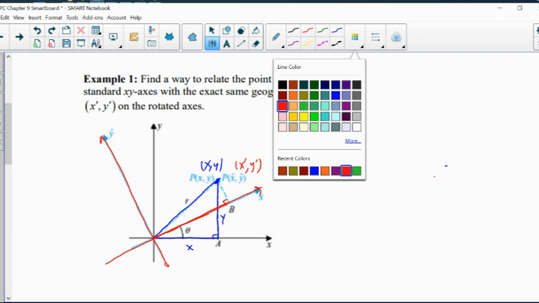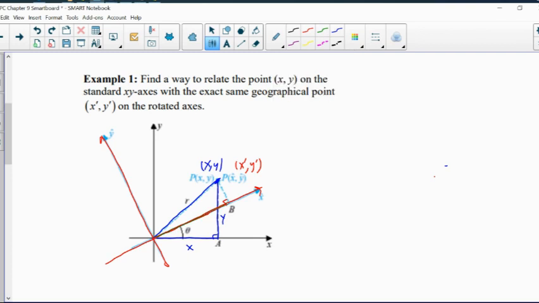so maybe I'll pick green here. This distance here becomes my x prime, and then this distance here along the rotated axis is my y prime. But notice it's still r away. So depending on which system, it's the same point geographically. It's just, is your vertical and horizontal your traditional xy axes? Or if you look at it slightly rotated, is that a better way to find maybe that line of symmetry to algebraically eliminate the xy term? And that's exactly what we're trying to do here.